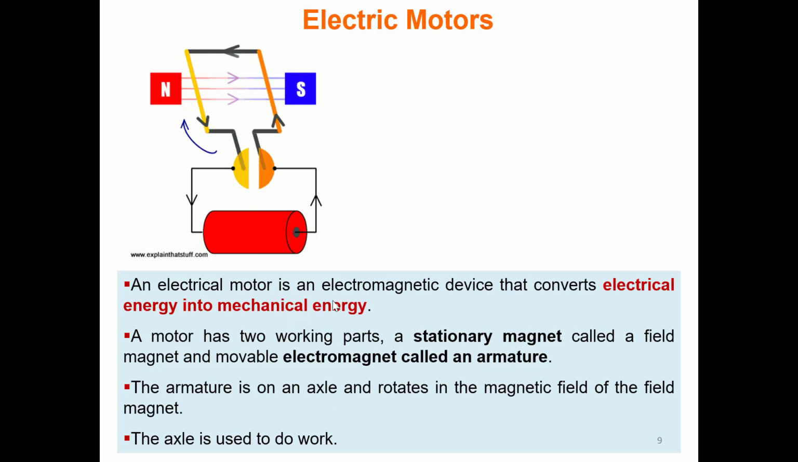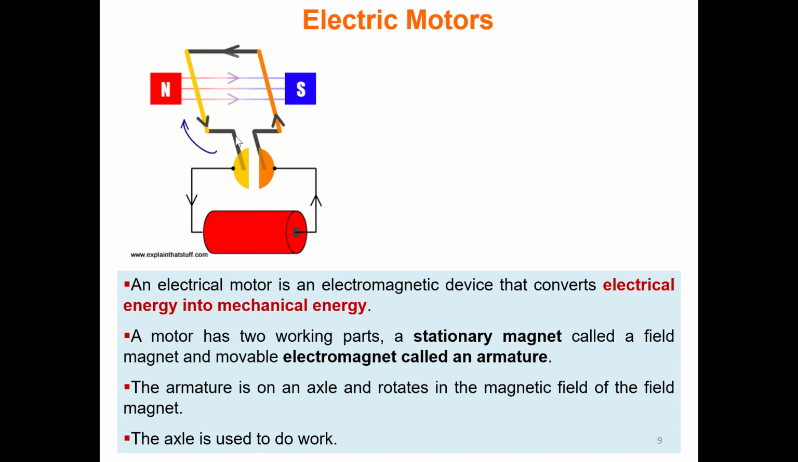Another application of the electromagnetic effect is the motor. An electrical motor is a device that converts electrical energy into mechanical energy, meaning motion energy. A motor has two working parts: a stationary or permanent magnet, and a movable electromagnet, which is called the armature.